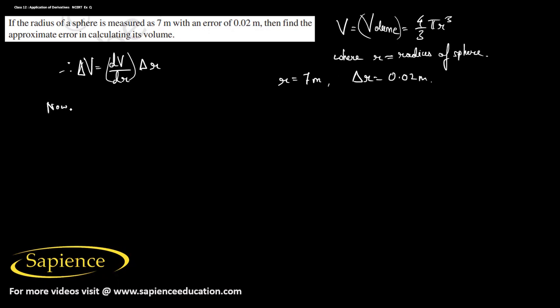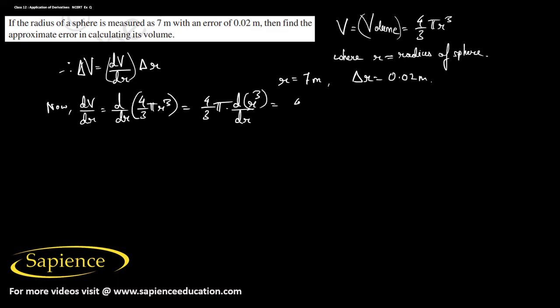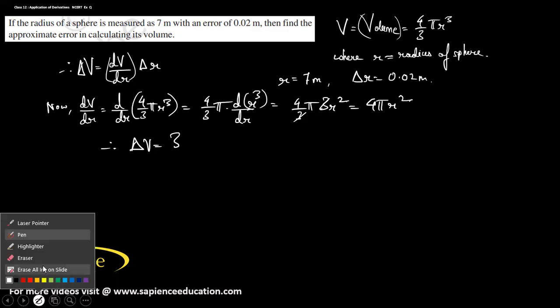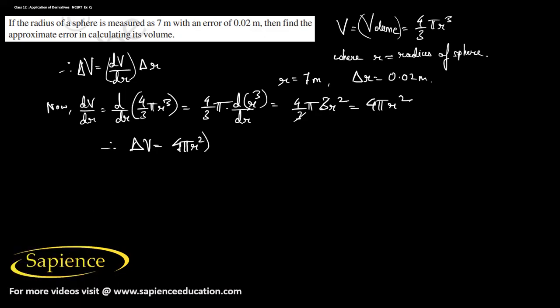So now, dV by dr is equal to d by dr of 4 by 3 pi r cube. So that will be equal to 4 by 3 pi, which is a constant, so it will come outside of the derivative, into d by dr of r cube. So that will be 4 by 3 pi into 3 r square. 3 and 3 will cancel, so that is 4 pi r square. Therefore, delta V can be written as 4 pi r square into delta r.